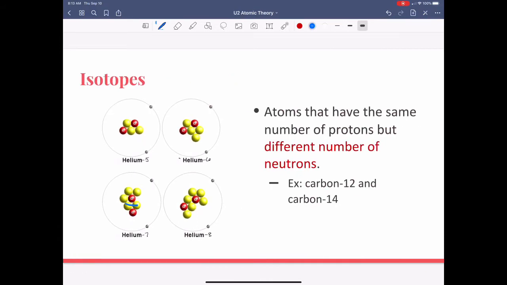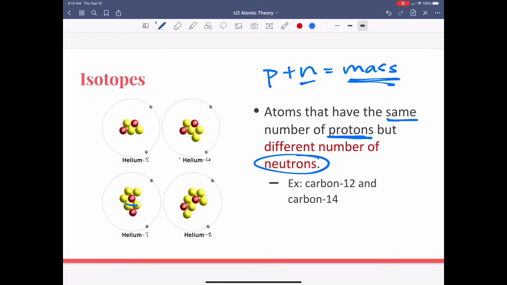What do we know is the one thing that never changes when we change the atom? Protons. Protons never change, all right? So in isotopes, protons stay the same, but these atoms have different numbers of neutrons. Isotopes change the number of neutrons. Well, we know that protons plus neutrons equals mass. So if I change my neutrons, I have now changed my mass. For example, down here I have carbon 12 and carbon 14. This 12 and 14 tells me the mass number of that carbon. So I know that the mass is changed, therefore these two carbons have a different number of neutrons.